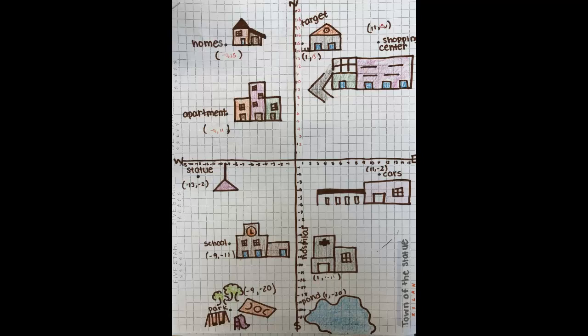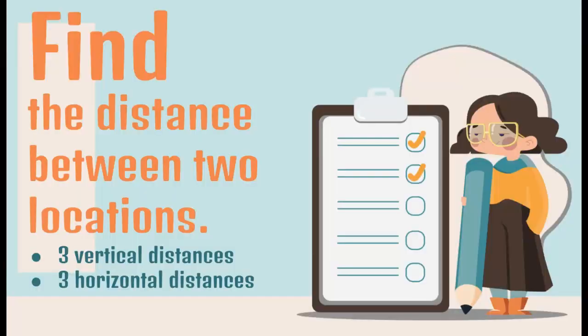All right, I want to just show you their work, but they were able to make it. So at the end, students will be able to find the distance between two locations. I asked them to at least do 3 vertical distances and 2 horizontal distances. I hope this lesson will help you find an activity that is so amazing and fantastic for your students. I really hope that this activity will help you create fun things with your students, even though it's math.